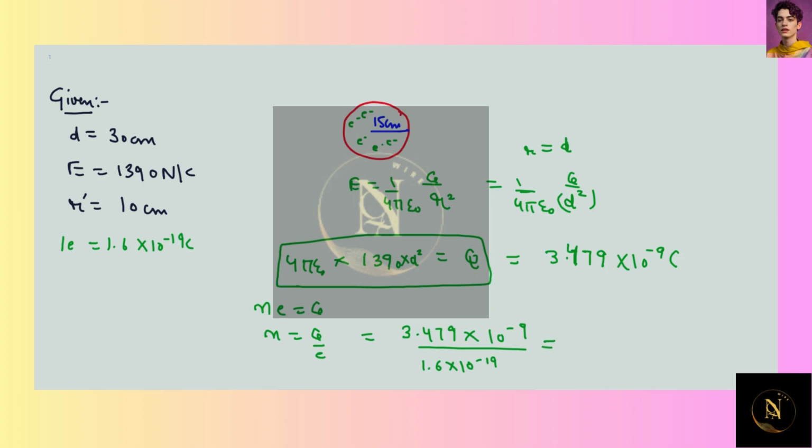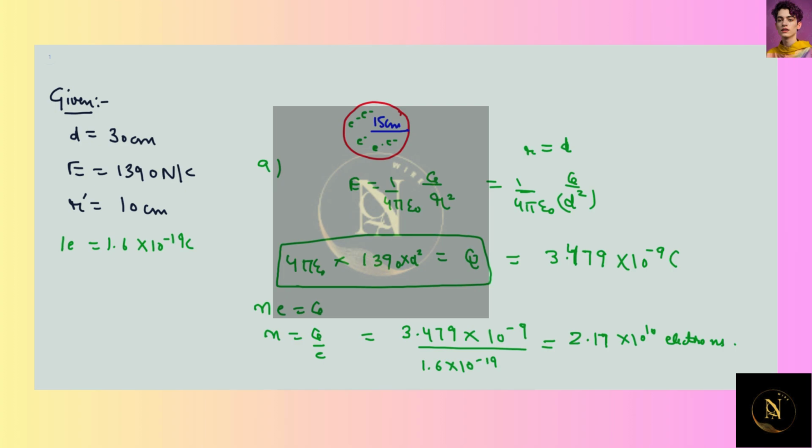So the number comes out to be 2.17 into 10 raised to about 10 electrons. So that is a huge number of electrons to make that much charge. And that should be because an electron contains a very small quantity of charge, which is 1.6 into 10 raised to minus 19 coulomb. So this was your A part.